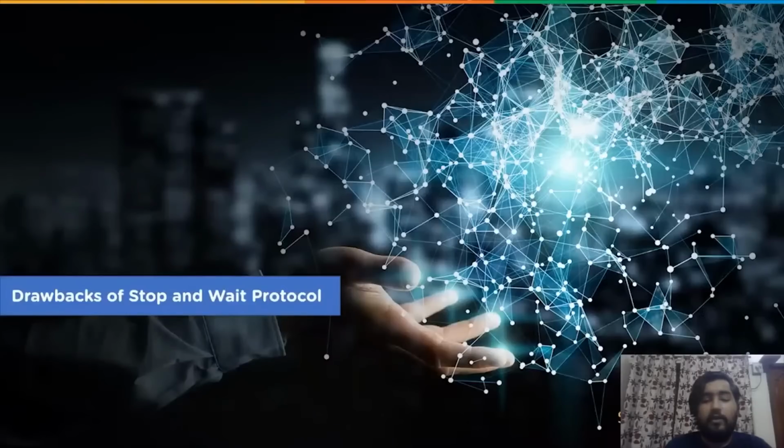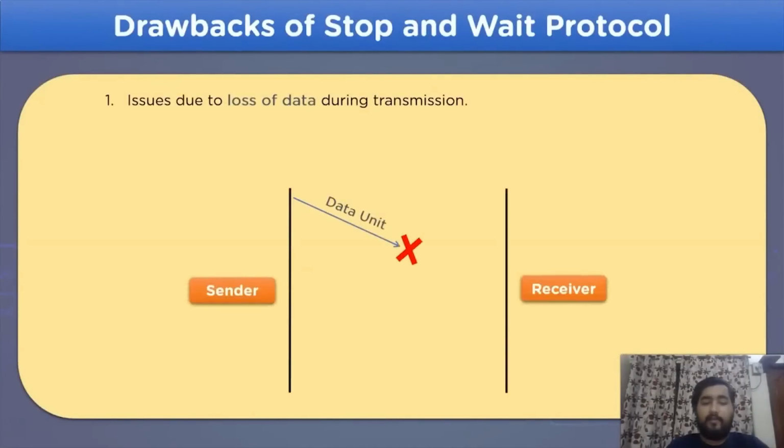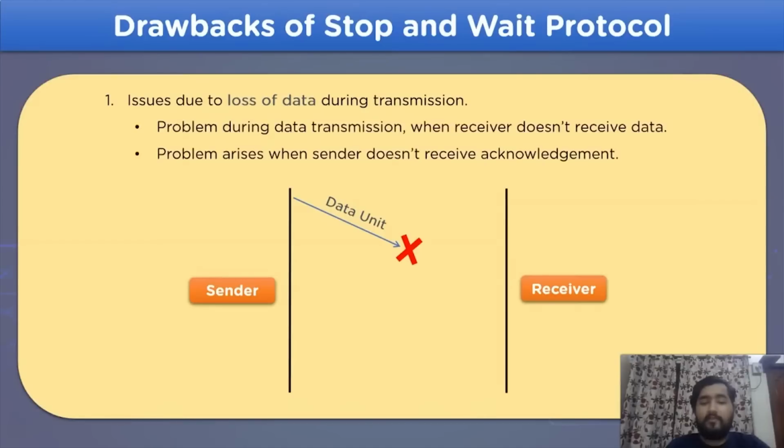Now let's move on to the next heading, that is also the last heading for this session, that is drawbacks of using the stop and wait protocol. The first drawback of using this protocol is the loss of data. This issue can arise when transmitting data from the sender side to the receiver end. It may be due to a hacking attempt, network disruption, or any other network related issue. Then, this can also arise when receiving acknowledgement from the receiver side.